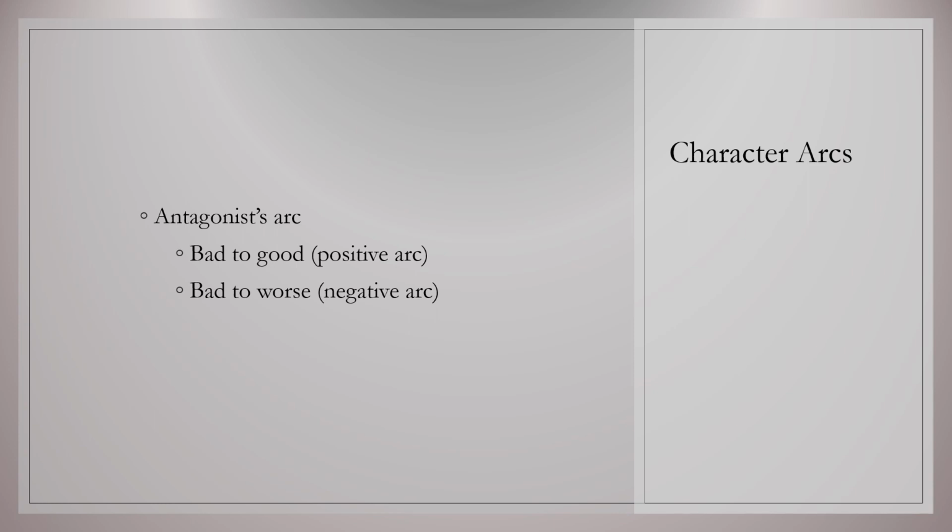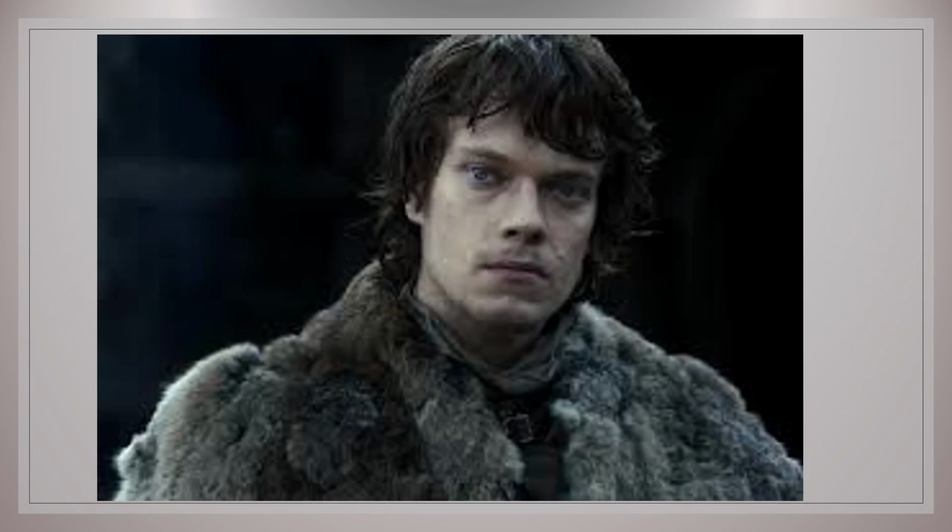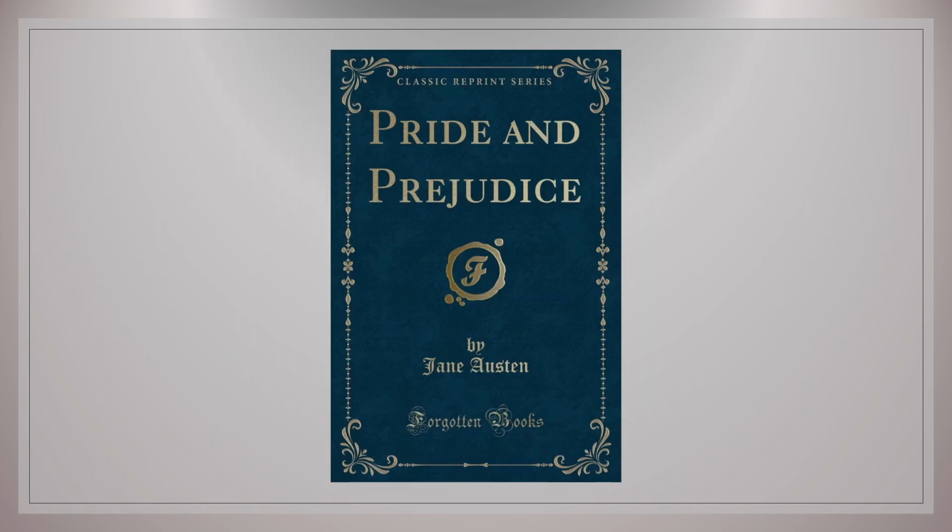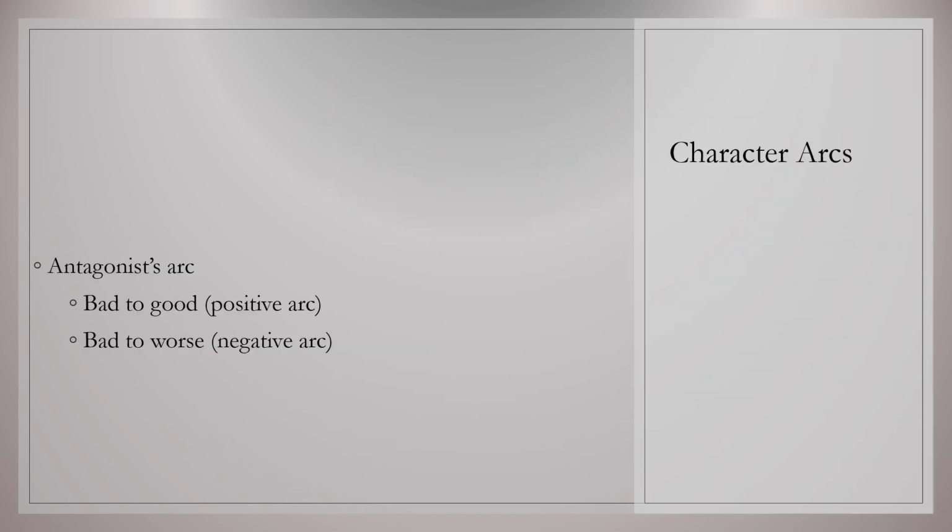For example, Theon Greyjoy went from being a selfish, immature teen to a ruthless man and then to a supporting hero. His character arc is negative at first and then positive. The antagonist could also turn from an enemy to a lover. Like Mr. Darcy. Elizabeth and Darcy were enemies at the beginning. He disliked poor people and thought they were always out to get money. But Elizabeth changed his mind, and they ended up getting married at the end.